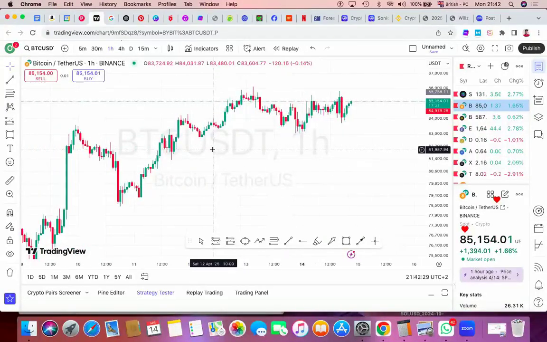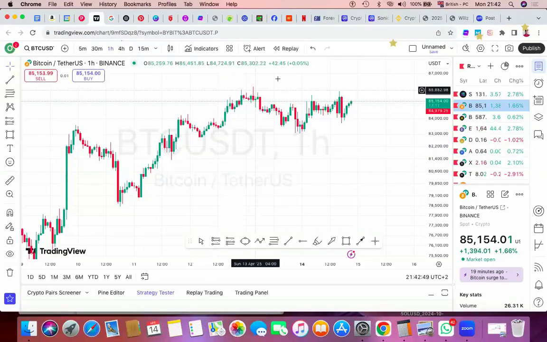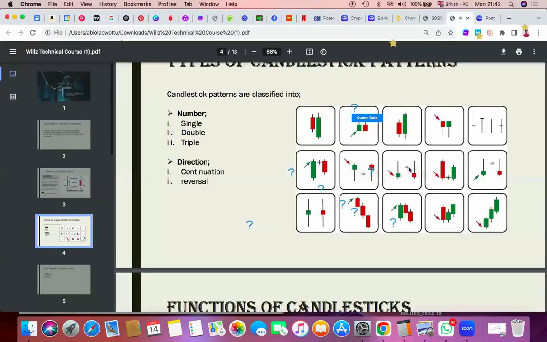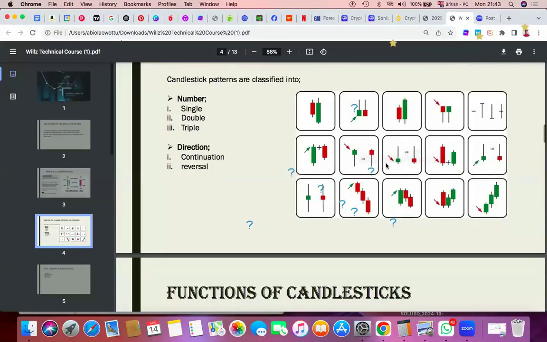So the last time I talked to you about chart patterns, we actually talked about different chart patterns. We talked about the wedge. We talked about the channel and the support and the resistance. So today we want to focus more on reading the candles, right?